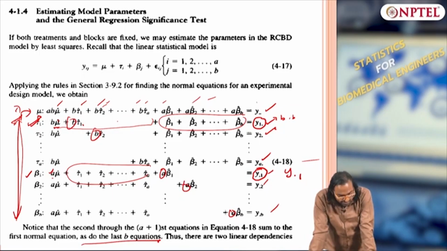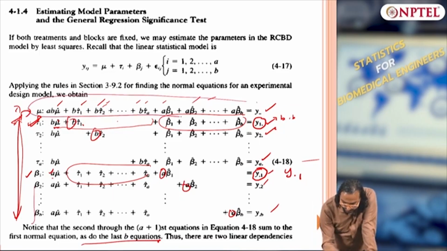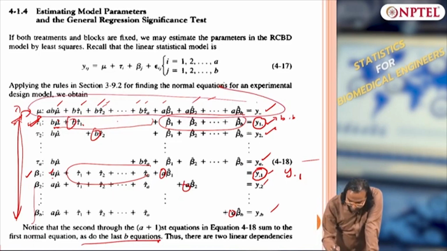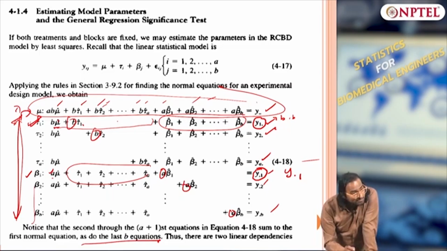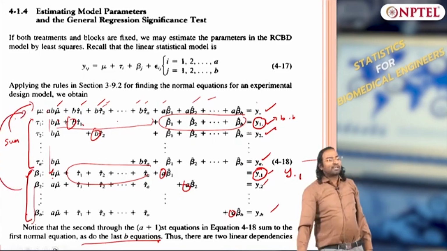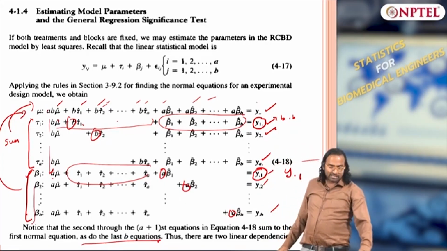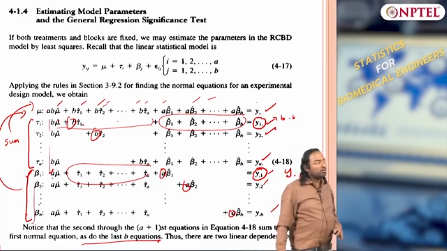That is where there are dependencies. So one obvious dependency is if I sum all the equations, I will get the first equation. And then if I sum only this one, what will I have? I will have A times, I will have this one. So this part if I sum, I will get this equation, and this part if I sum, I will get this equation. So there are actually two dependency equations, not one, two dependency equations. If I sum the tau 1 to tau A equations, I will get the first equation. If I sum the beta 1 to beta B equations, I will get the first equation. So there are two dependencies.